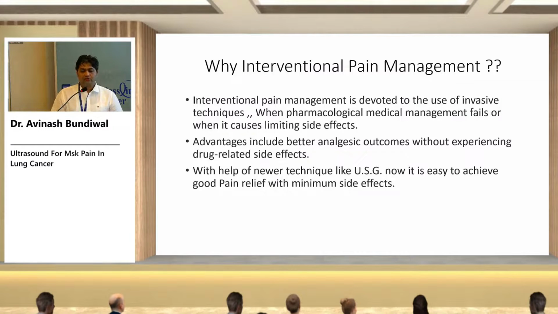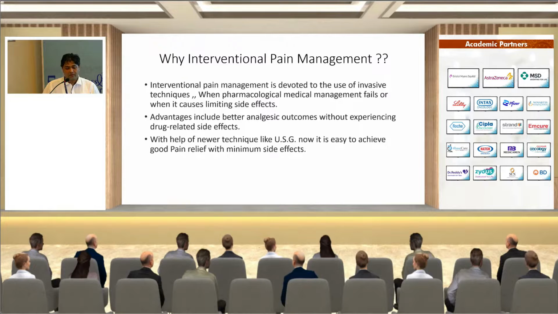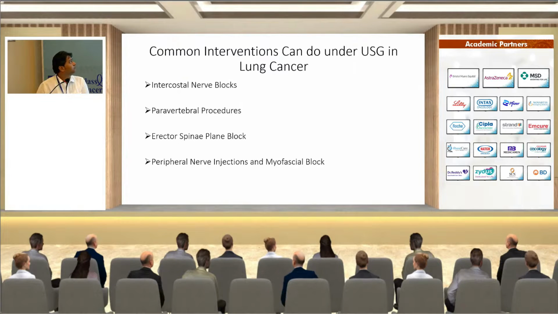Interventional pain management is devoted to the use of invasive techniques. Why do we nowadays use so many invasive techniques to treat pain? Because pharmacological management fails in many patients, and it is also limited by side effects. The advantage is better analgesic outcome without much drug-related side effect, and with techniques like sonography, it is now easy to achieve good pain relief with minimum side effect. Common interventions we discuss are intercostal nerve block, paravertebral block, erector spinae plane block, peripheral nerve injection, and interfascial or myofascial blocks.